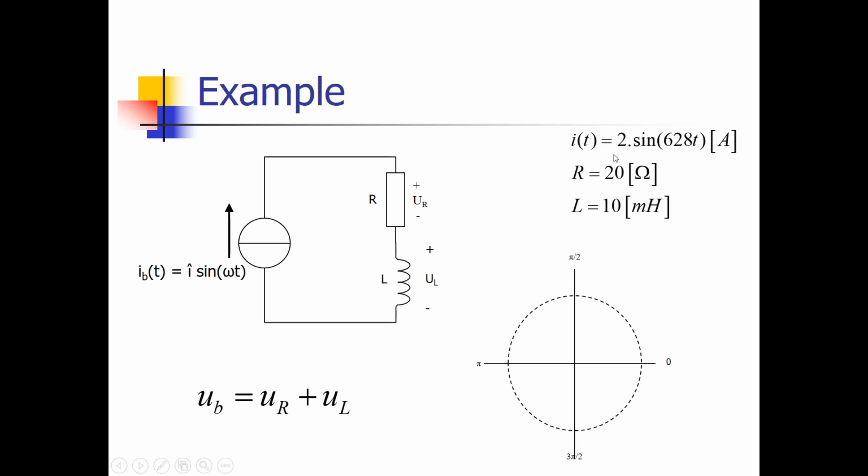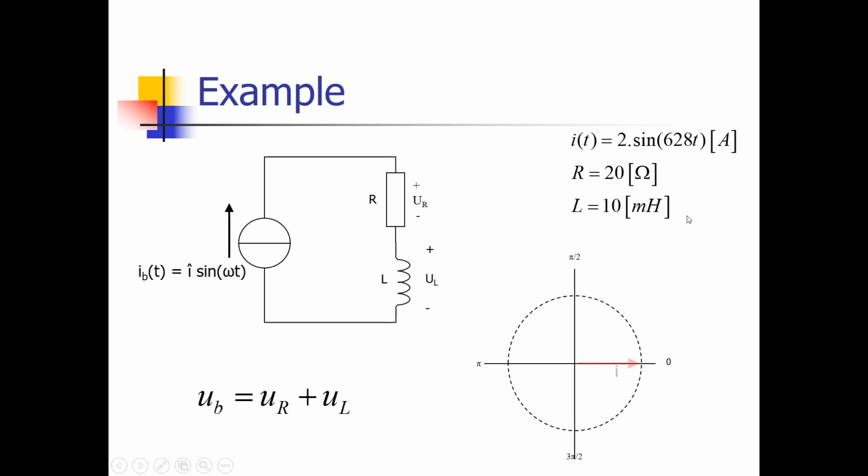Suppose this is my current waveform. It's 2 times the sine of 628 times t, and we know that the top value of the current is 2 amps, and omega is 628 radians per second. R is 20 ohms in this example, and L is 10 millihenry or 0.01 henry.